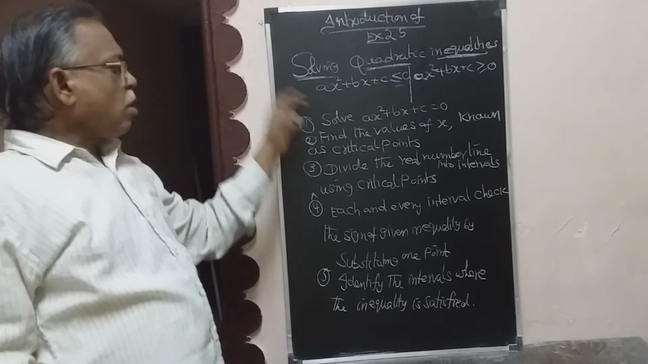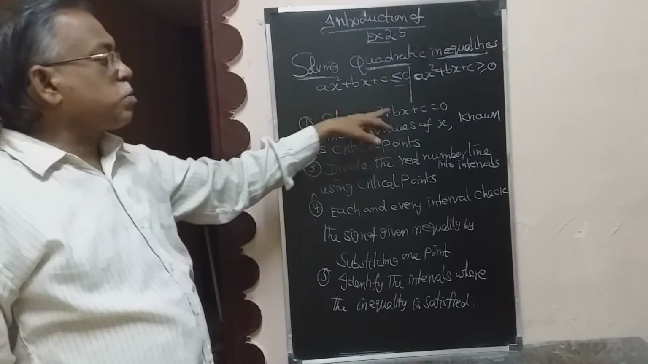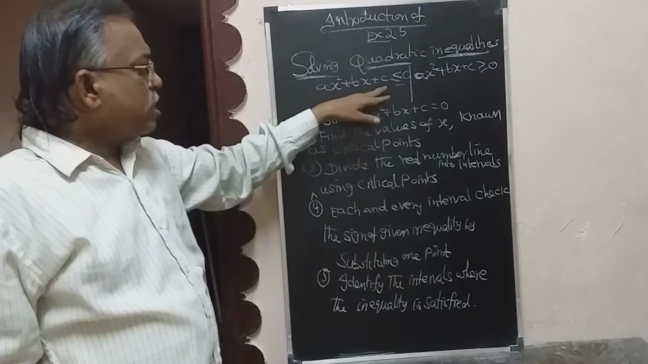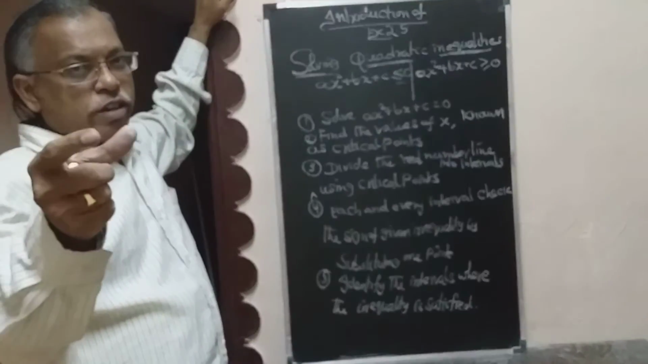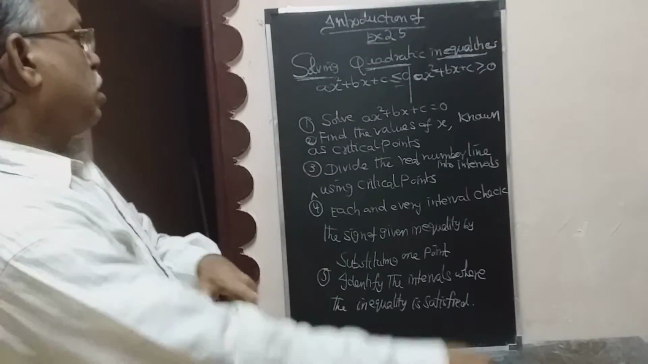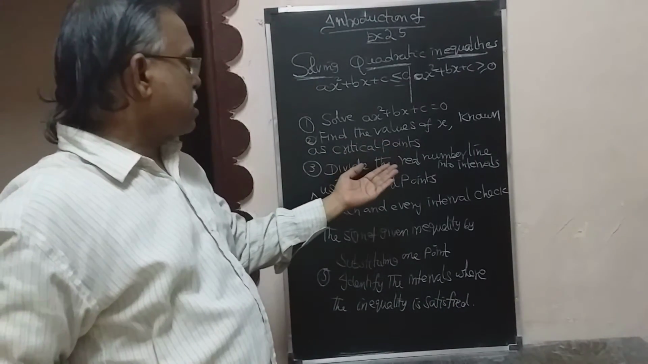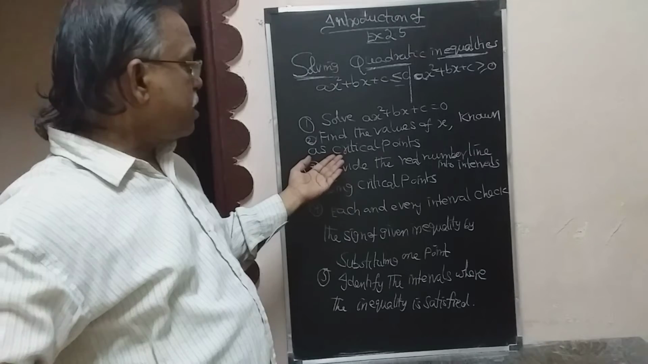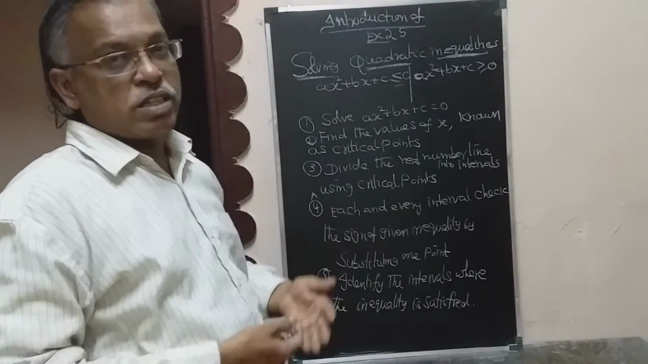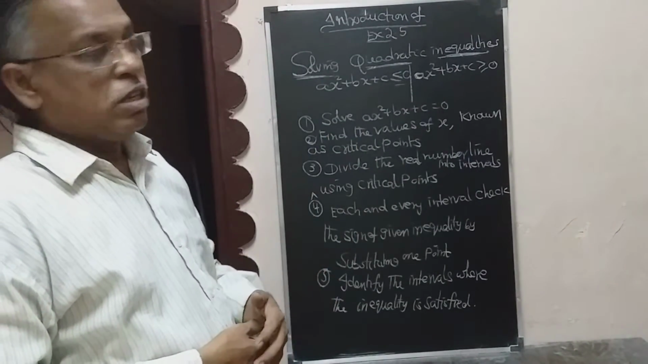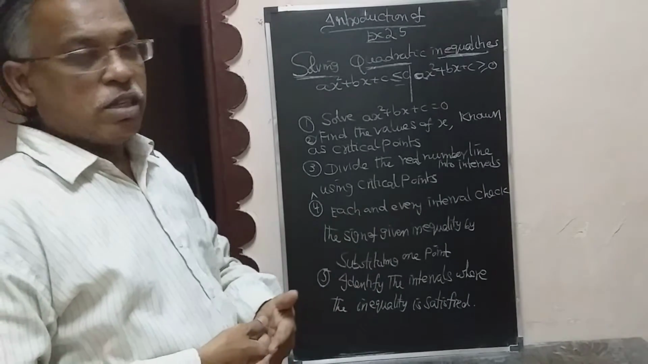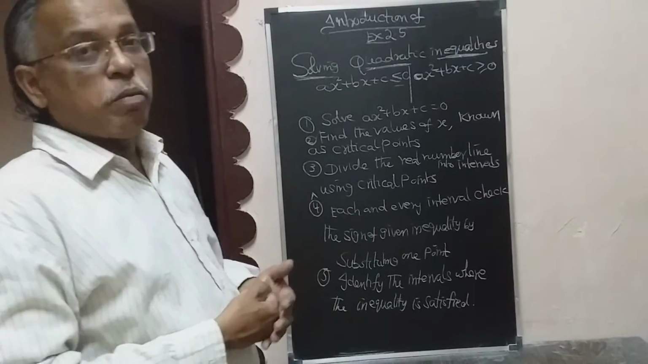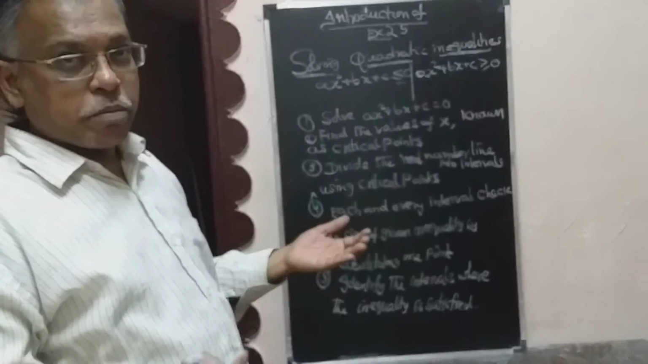First one, solve this equation ax square plus bx plus c. That means factorize this one without considering less than 0. Equal to 0, you can factorize very easily. Now, after finding the values of x, these x points are known as the critical points or critical numbers. For example, x is equal to 2 you got, x is equal to 3 you got. Those are the critical points or critical numbers.